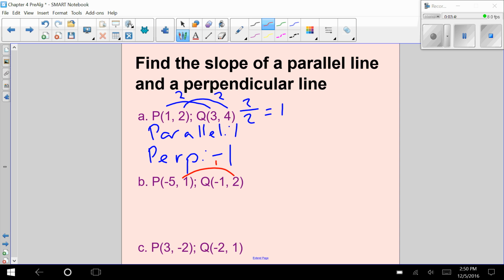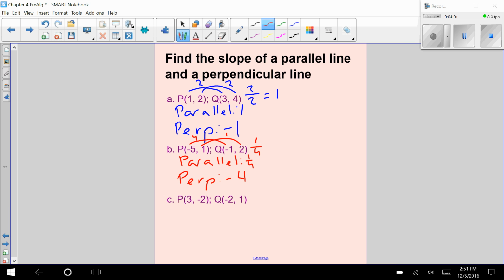All right, let's look at B. 1 to 2 is a change of 1. -5 to -1 goes up by 4, so this slope is 1/4. So the slope of a parallel line would be the same, 1/4. And the slope of a perpendicular line, we flip that over, make it its opposite, so it becomes -4.